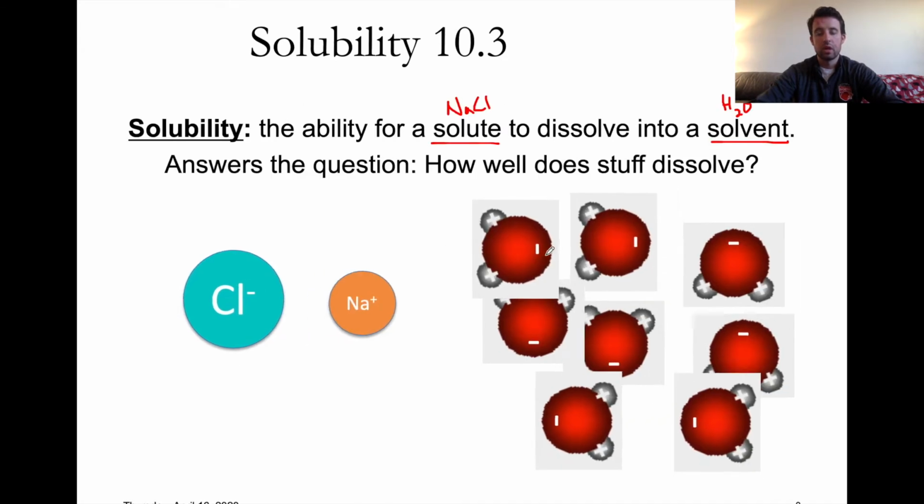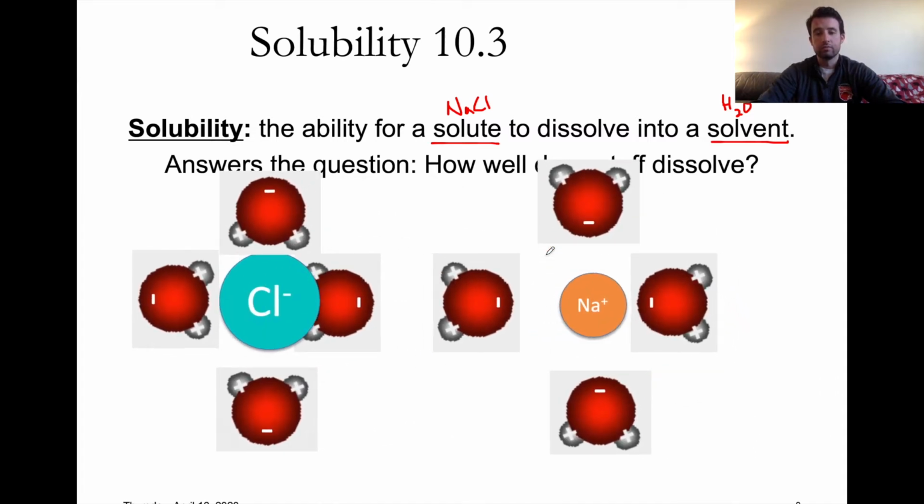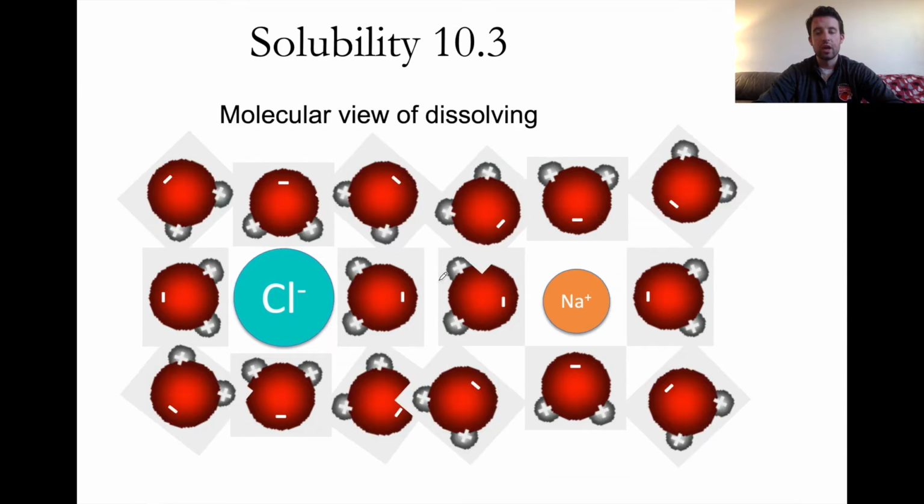There it is. And then what you'll notice here, here's maybe a better picture, is that the positive ends of the waters match up to the negative ends of waters. You'll also notice that all the negative sides of water are attracted to the positive Na, and all the positive sides of water are attracted to the negative Cl. And water itself, you'll see here in the middle, has the negative end of one water molecule attracted to the positive end of the other water molecule.